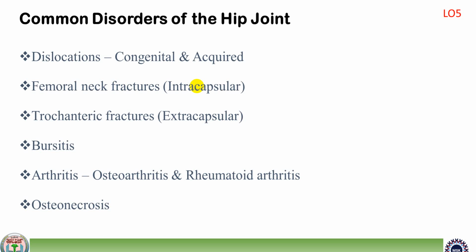Examples are osteoarthritis and rheumatoid arthritis, and osteonecrosis, which we also call avascular necrosis of the head of the femur. These are the common disorders affecting the hip joints. We will try to discuss each one as briefly as possible.